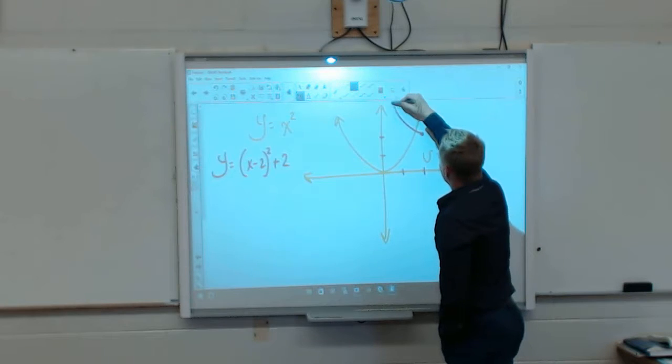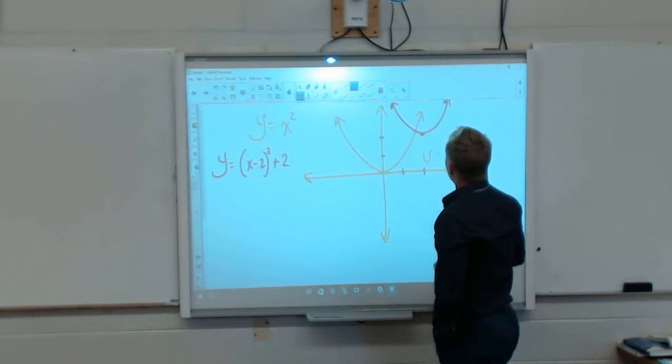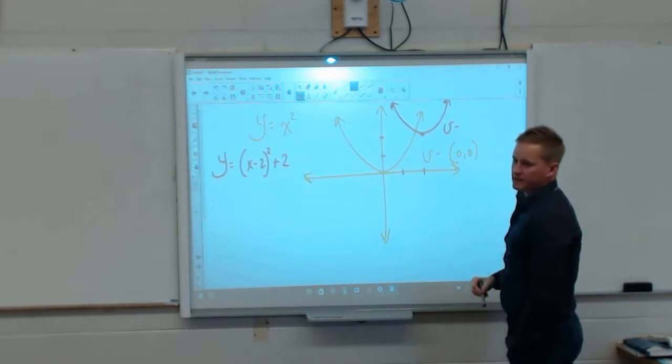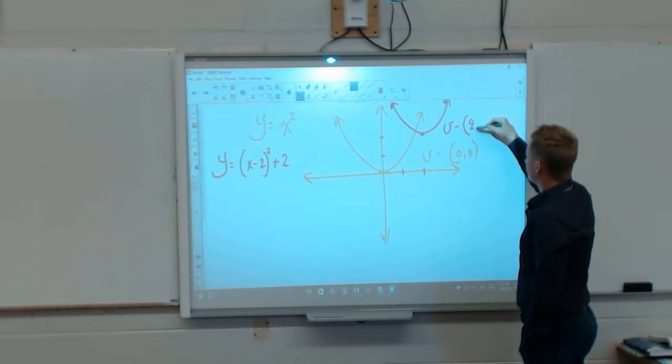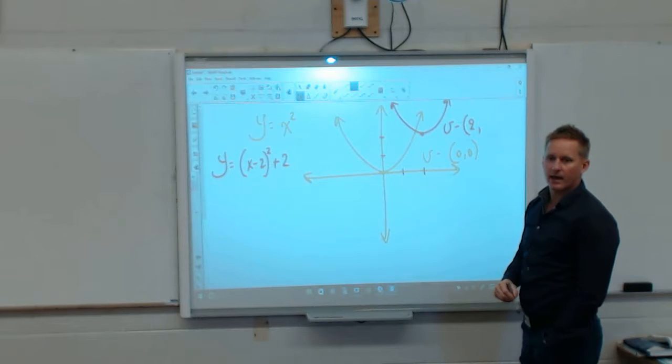Okay? So now my vertex is my h value. What's my h value in here? Plus 2. What is my k value?